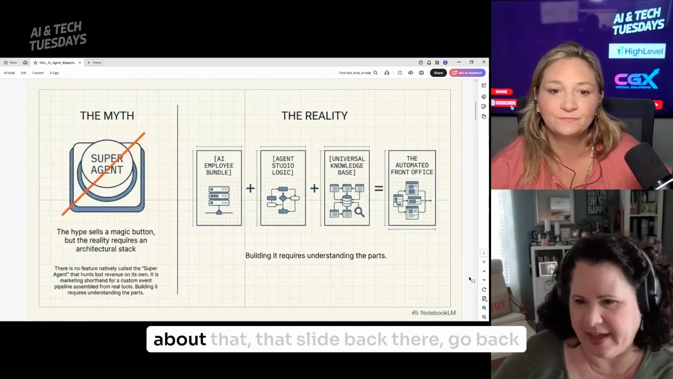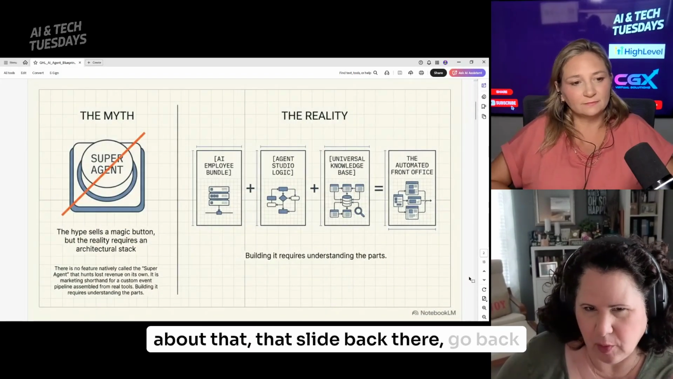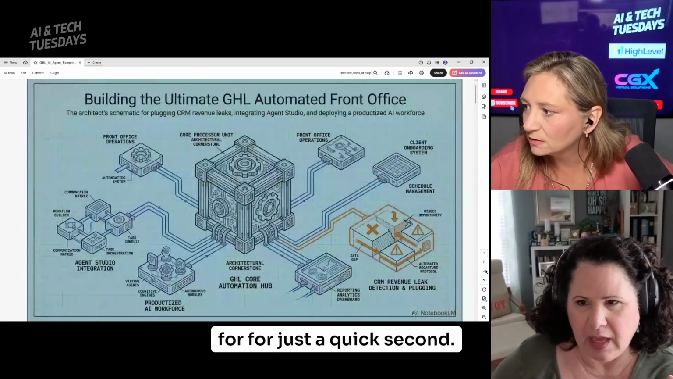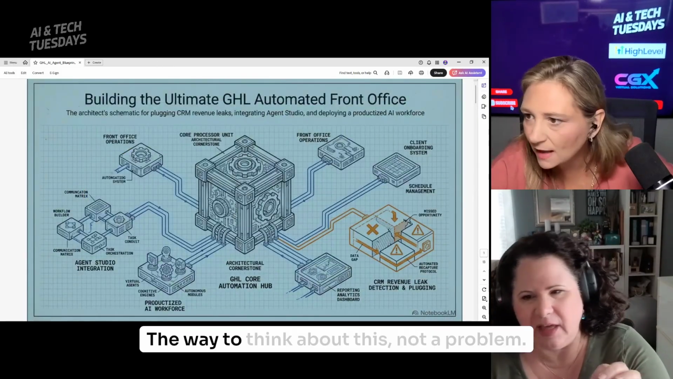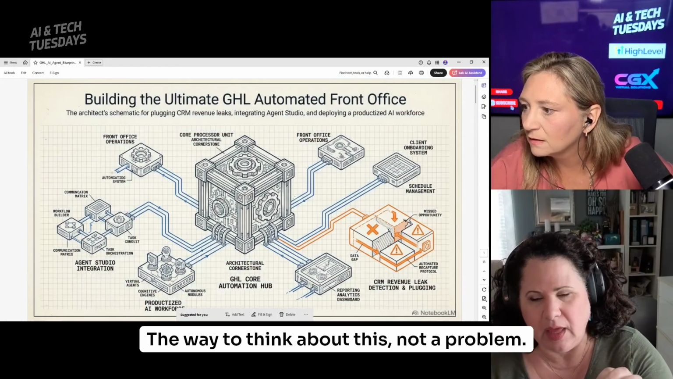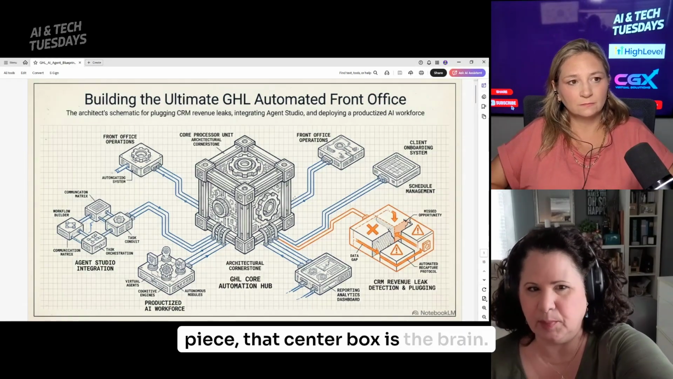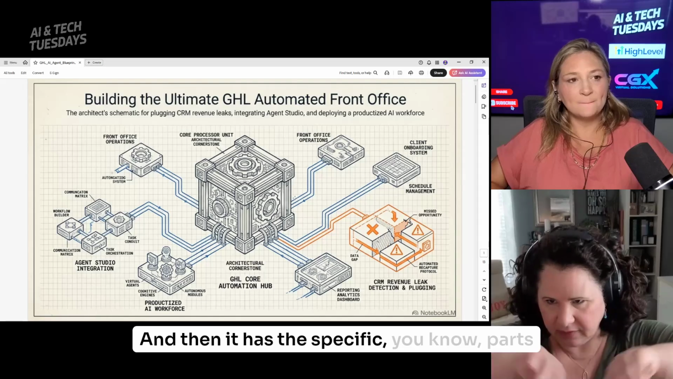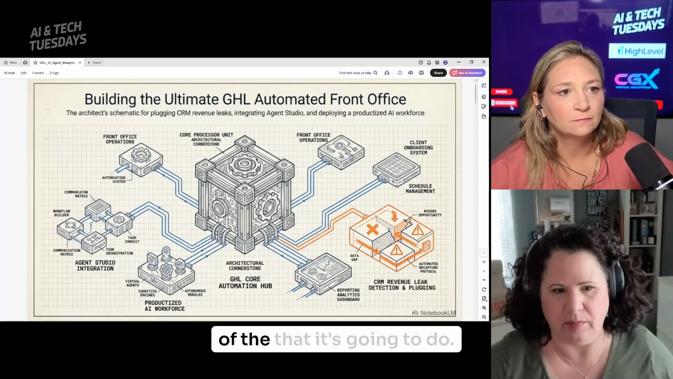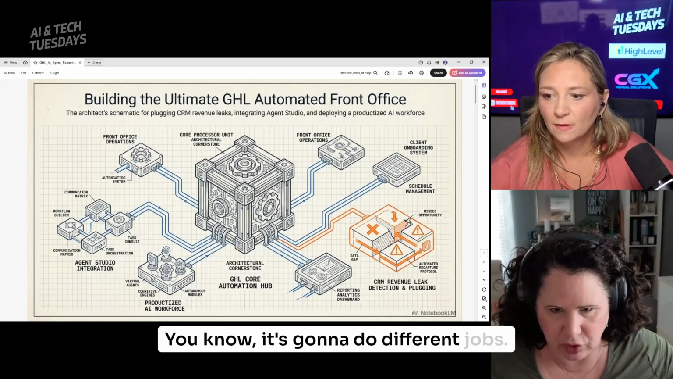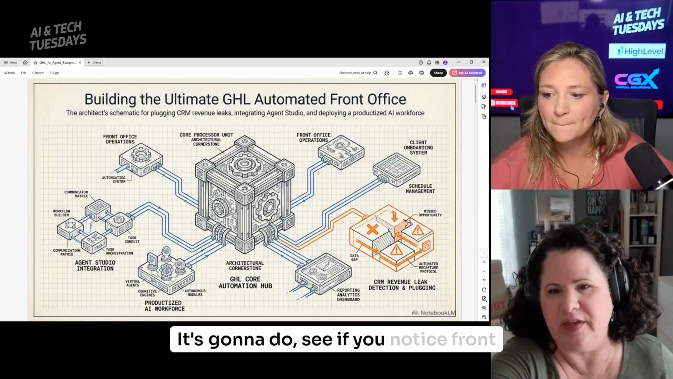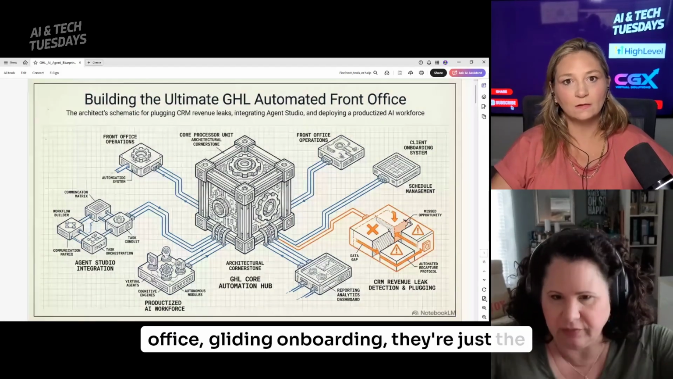Okay. I think about that slide, go back for just a quick second. Sure. The way to think about this is that center piece, that center box, is the brain. And then it has specific parts that it's going to do. It's going to do different jobs. See if you notice front office, client onboarding, they're just the different jobs.